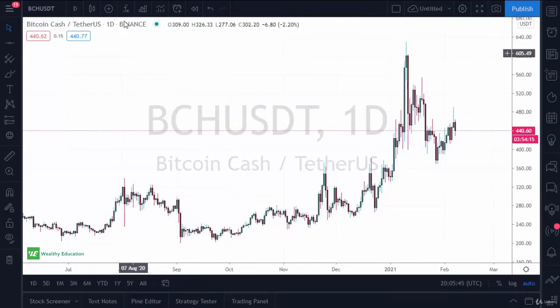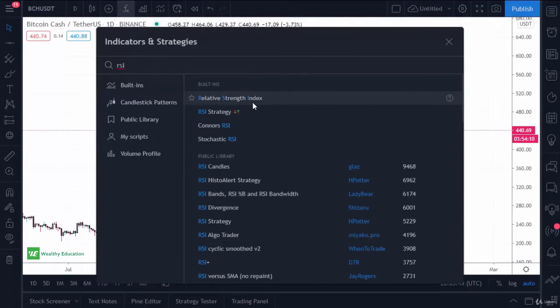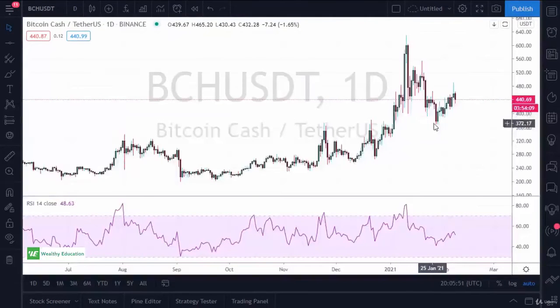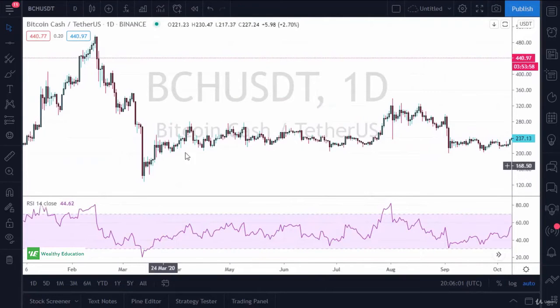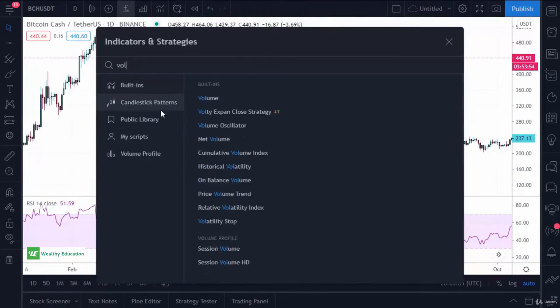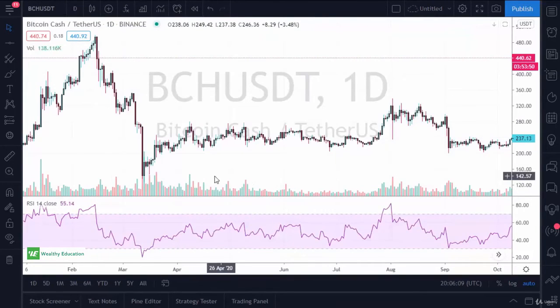So over here in Bitcoin Cash, let's put the RSI up. Overbought here, you can see that we rolled over. Oversold here, bottom of this move. It ended up recovering. Let's add the volume back into this chart so we have both going up at the same time. You can do that.